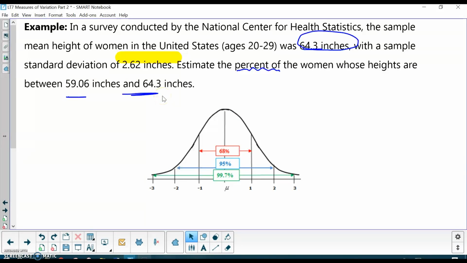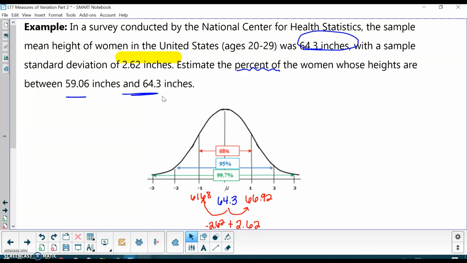So if we start in the middle with 64.3 inches, I'm going to add 1 standard deviation. So adding 2.62 inches, and that becomes 66.92. We're going to subtract 2.62 inches. We get 61.68 inches.